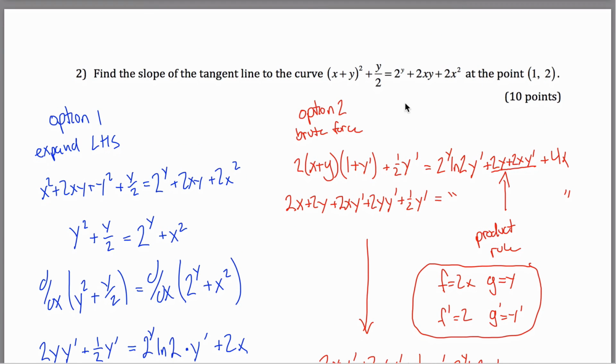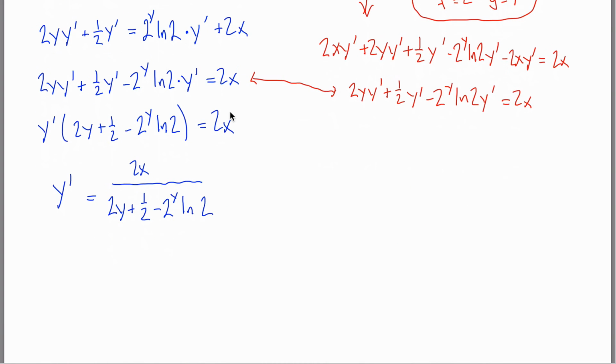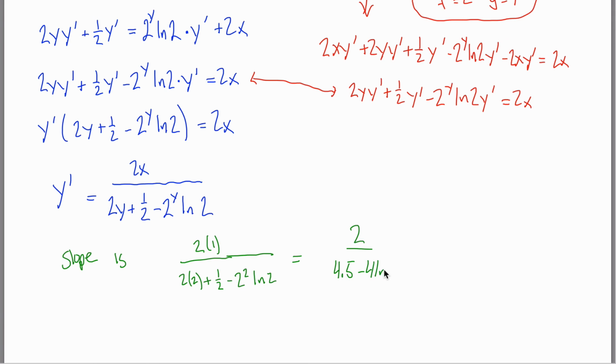But then you're not done, because really it's asking for the slope of the tangent line at the point 1, 2. So you take this thing, and you change all the x's into 1s. So you get 2 over, and you change all the y's into 2s. I think I copied those all right. 2 times 1 divided by 2 times 2 plus 1/2 minus 2 squared natural log of 2. So you get 2 over 4.5 minus 4 natural log of 2.